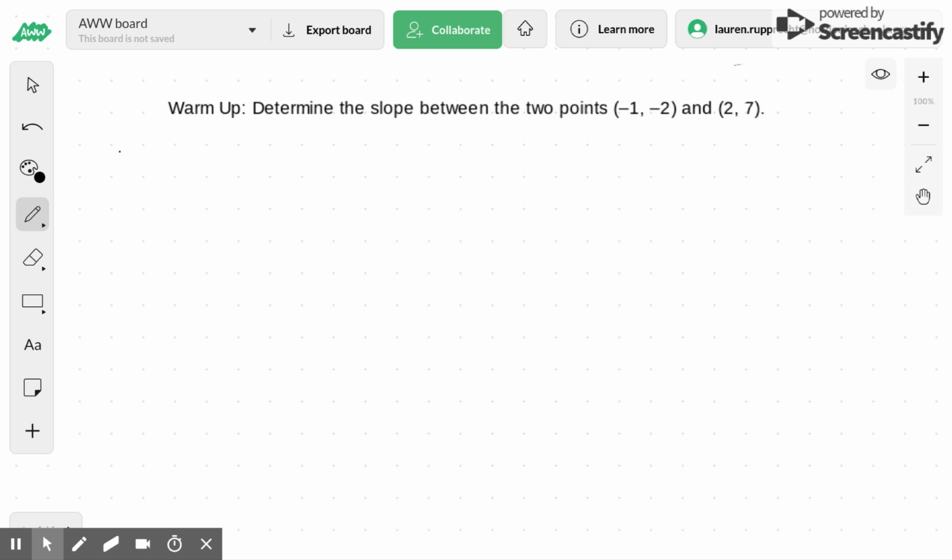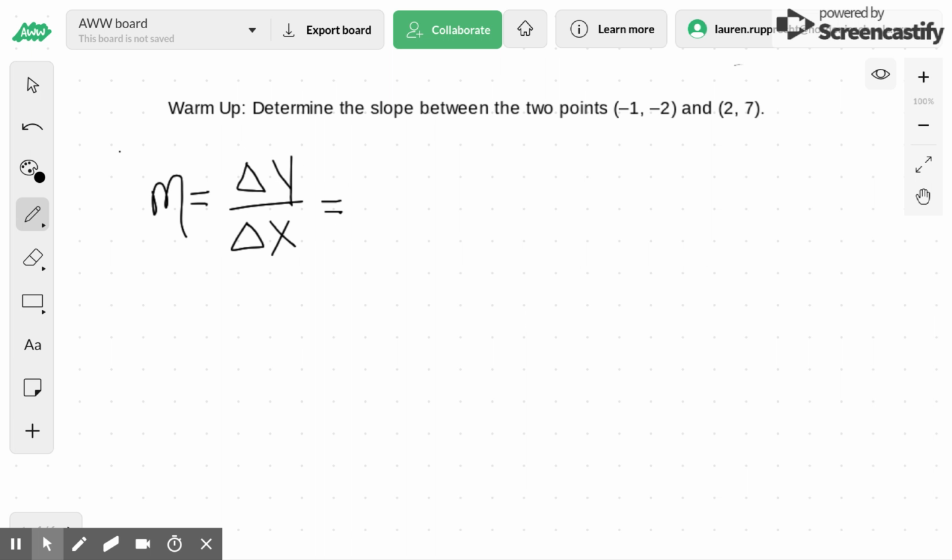Determine the slope between 2 points, (-1, -2) and (2, 7). When you are finding the slope, you're looking for m. This is the change in y divided by the change in x. And remember, change means difference, so we're going to be subtracting the y points and subtracting the x points.